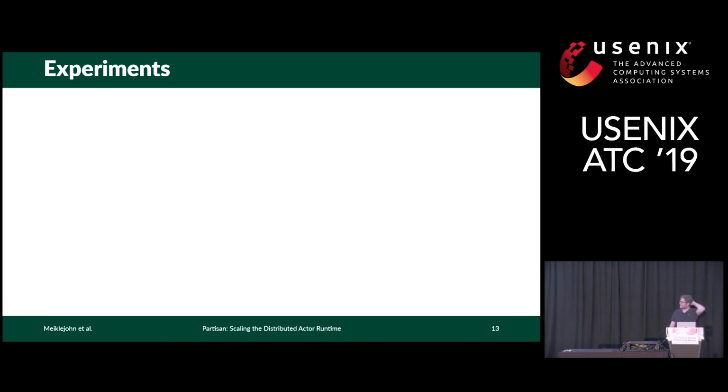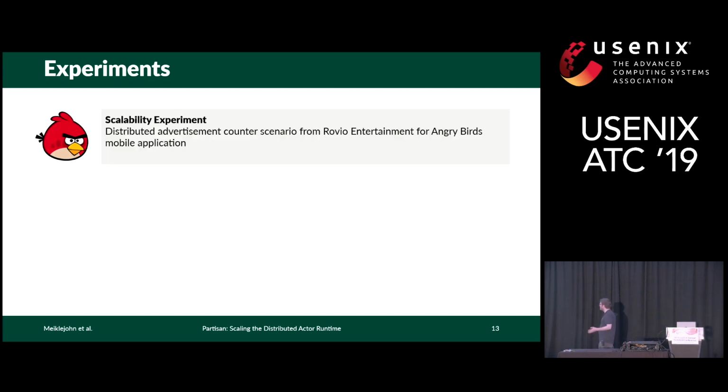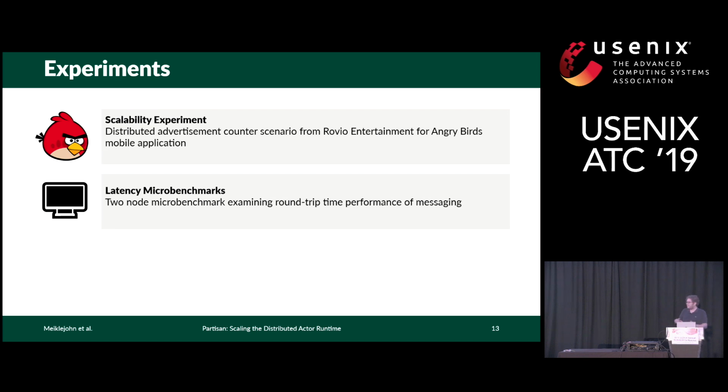So let's see how all of this stuff runs. Let's run some experiments. I'm going to talk about 3 sets of experiments today. The first experiment is a scenario that came from an industrial partnership we had with Rovio Entertainment, who makes Angry Birds. This is an advertisement counter. I'll explain it in a moment. The second set of experiments is point-to-point experiments for looking at round-trip messaging performance. These are a set of micro-benchmarks to examine the impact of our techniques on latency and how we can reduce latency.